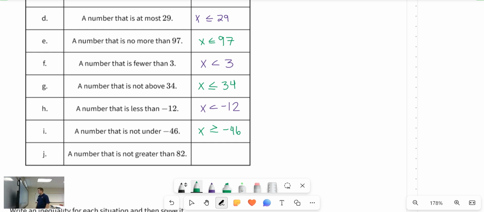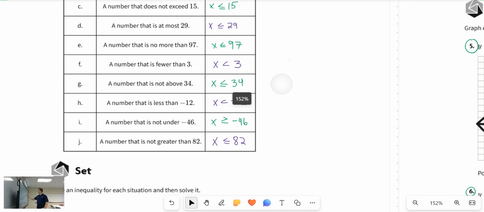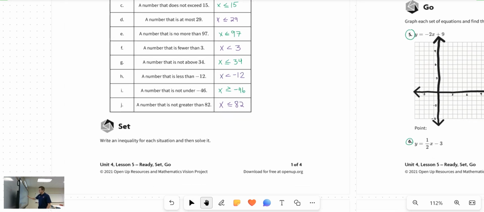And finally, a number that is not greater than 82. So it's not greater than 82, meaning it could be equal to 82, but it's not greater. So it has to be less than or equal to 82.